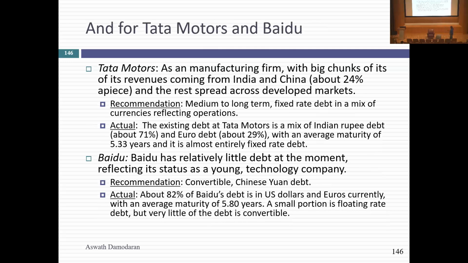For Tata Motors, the actual debt is a mix of Indian rupee and euro debt. The euro debt comes from Jaguar Land Rover, and the Indian rupee debt comes from the domestic company, with an average maturity of about 5 years. And if you look at what the recommendation is, probably medium to long-term debt, the debt is probably pretty close to what I'd expect them to have. And I would expect a mix of currencies. Whether the mix they have is the right one, at the moment I don't have the information to say, because this was right as they were starting to break down revenues in Tata Motors and Jaguar Land Rover separately.